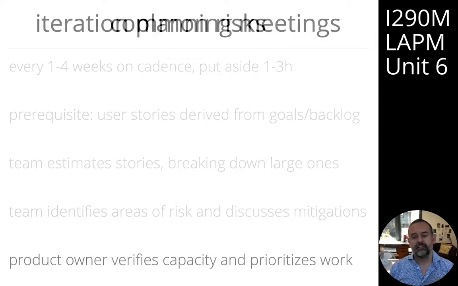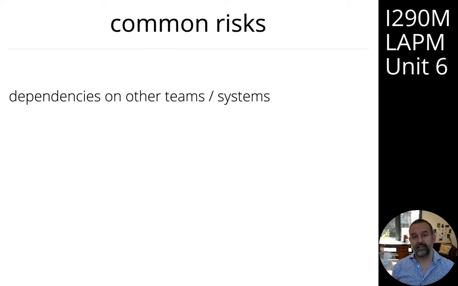So just briefly, I want to talk about some of the common risks that you will identify in a planning meeting. First of all, you might identify dependencies on other teams or other systems. And it's an important job for the delivery manager to be able to identify those dependencies as far ahead in advance as possible and work with delivery managers of other teams to try and schedule that work to make sure that teams aren't blocking each other.